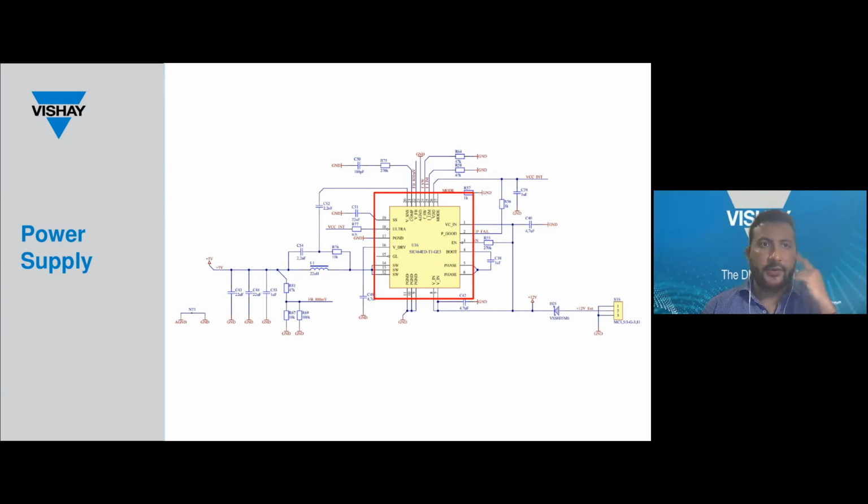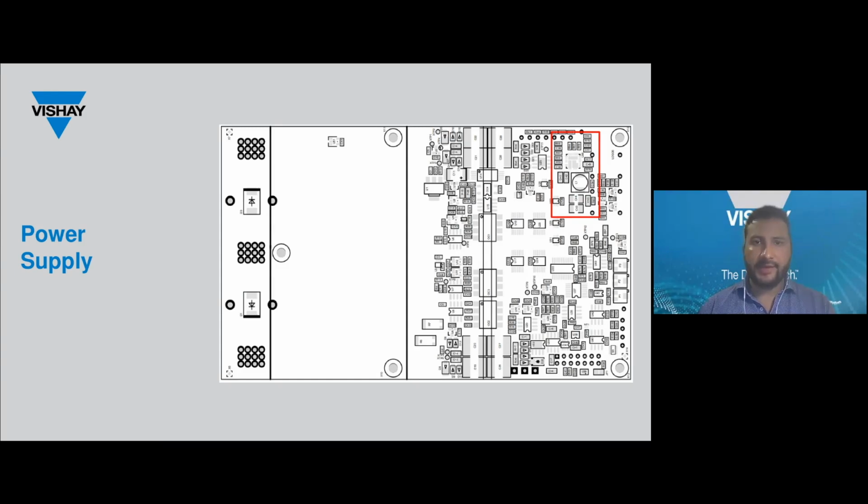All right, so this is for the power supply. And so we need a 5 volt input. So to save space on the board, an integrated buck converter was used. Here you can see that it uses a very small footprint of the PCB.